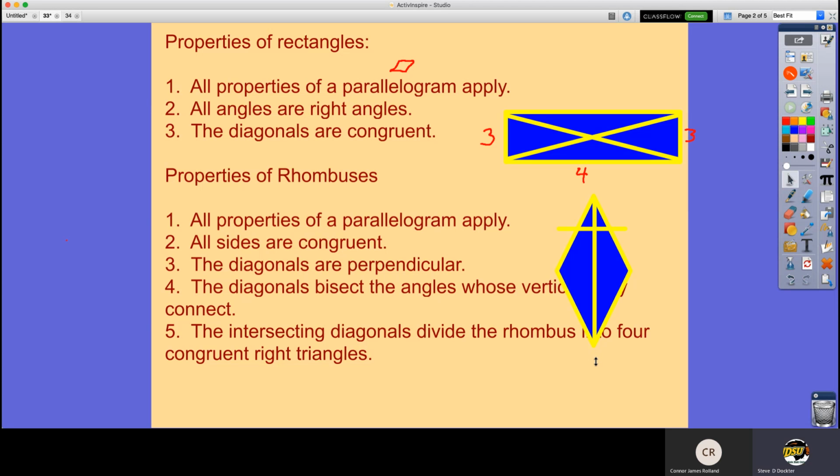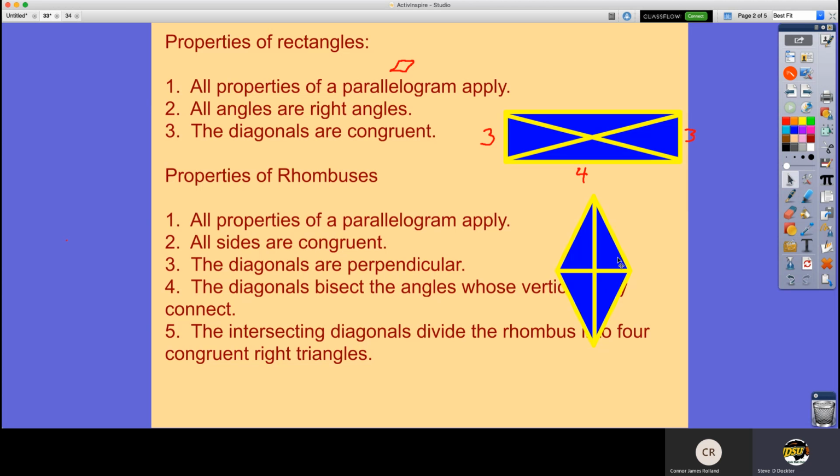All right, but what happens with the diagonals is the diagonals are always perpendicular to each other. Pretty close, you can kind of see it there. So we've got 90-degree angles in the middle here. The diagonals bisect the angles that they came out of. So these two angles up here are going to be the same, just like these two angles on the left side are the same, and all the way around.